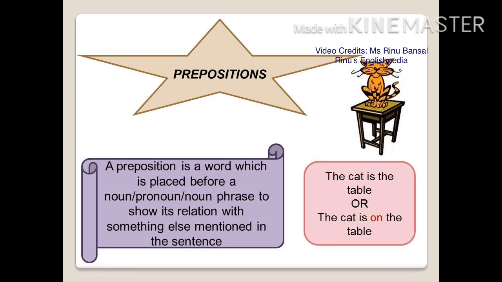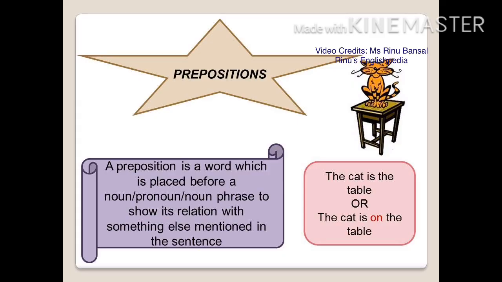Before we start a detailed study of the different prepositions, it is important to know what is a preposition. A preposition is a word which is placed before a noun, a pronoun, or a noun phrase to show its relation with something else mentioned in the sentence.